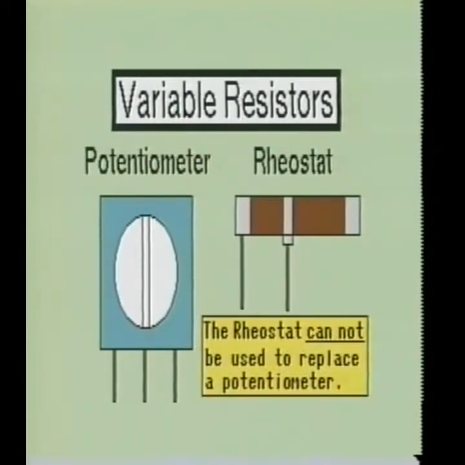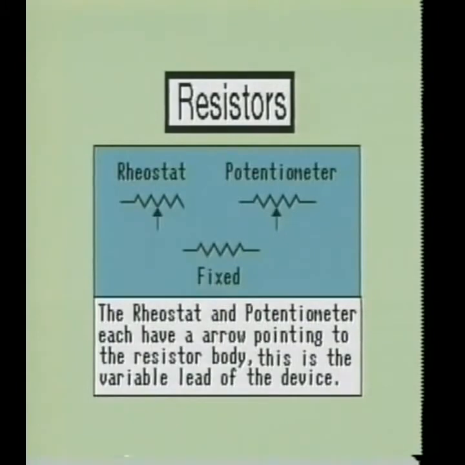Here we see two types of variable resistors. One is called a rheostat and the other is called a potentiometer, or simply pot for short. If you notice, the rheostat is a 2-wire device and the potentiometer is a 3-wire device. The rheostat has one fixed terminal and one variable terminal. The potentiometer, on the other hand, has two fixed terminals and one variable terminal. Variable resistors are used for adjusting circuits to meet certain requirements. Here we see the schematic symbol for the fixed resistor, rheostat, and potentiometer. The rheostat and potentiometer each have an arrow pointing toward the resistor body. This is the variable lead of the device.